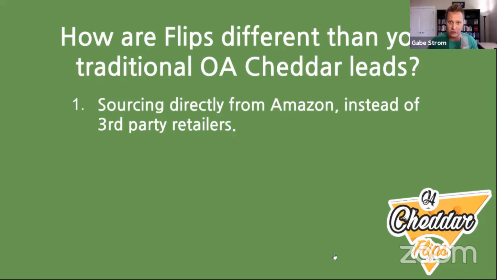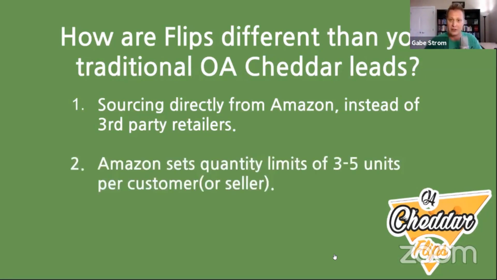So traditional OA Cheddar, we source from 500 plus different sources. We have a team of 15 now that's sourcing leads for you guys from sources all across the internet. That's their full-time job: scouring the internet, running through spreadsheets, running through multiple layers of software, filtering, refining to deliver you guys the final product, which is OA Cheddar. So that's leads coming from off of Amazon that we're bringing to the Amazon platform. Okay, flips, you're buying from Amazon, selling on Amazon.